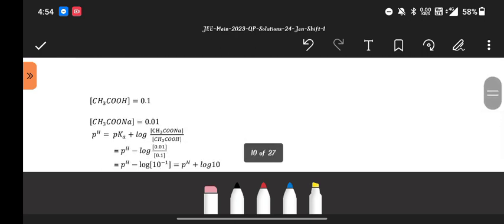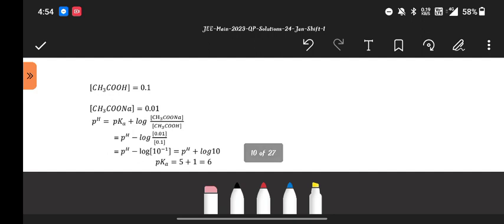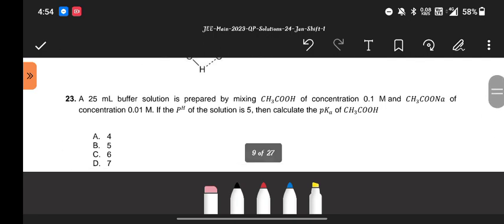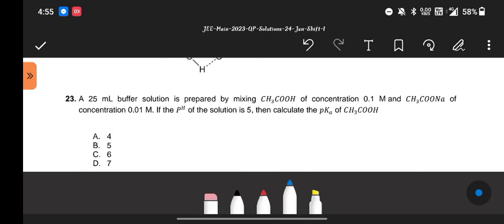CH3COOH is equal to 0.1 and CH3COONa is equal to 0.01. So pH is equal to pKa plus log of CH3COONa by CH3COOH. So pH equals pKa plus log of 0.01 by 0.1, that is pKa plus log 10 to the power minus 1, which is pKa minus 1. So pKa is equal to 5 plus 1, that is 6. The pH of the solution is 5, so the pKa of CH3COOH is 6. That is the answer.